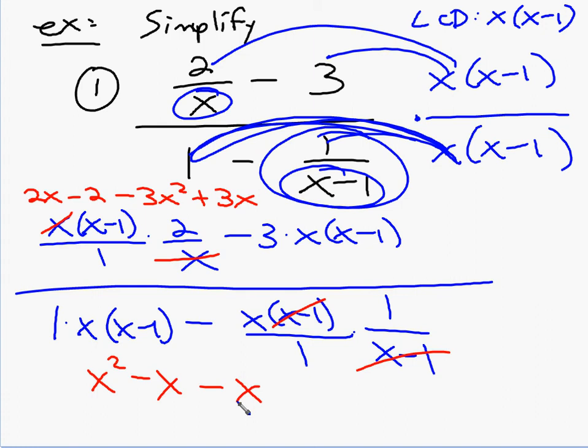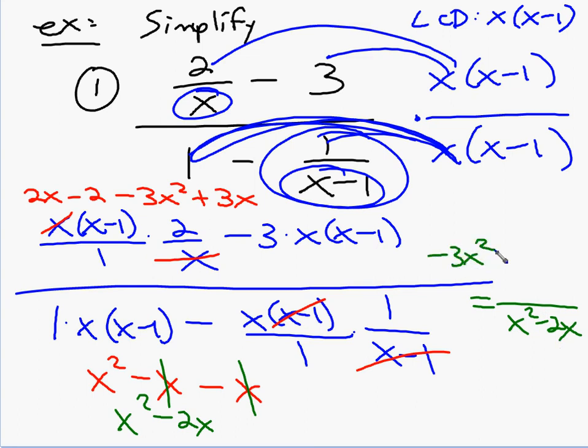From there on out, it's just combining like terms. On the bottom, these x's just go away. No, they don't. That's my fault. That's x squared minus 2x. This is x squared minus 2x. On top, it's negative 3x squared plus 5x minus 2. And that problem is done, and we will stop there for today.